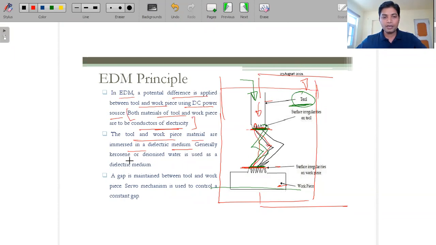So generally kerosene and deionized water we are using for the dielectric medium. Please keep in mind this one, guys, this is the best example and freely available. By the way, kerosene is not freely available, but deionized water we can just generate, we can just make it.